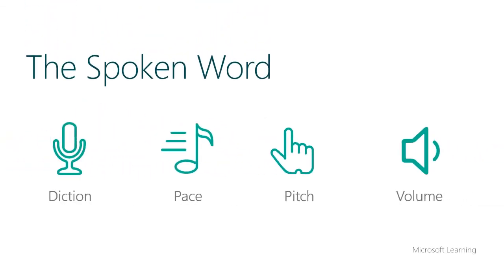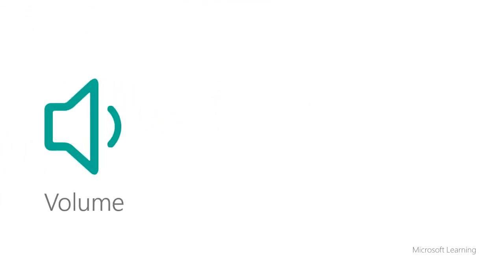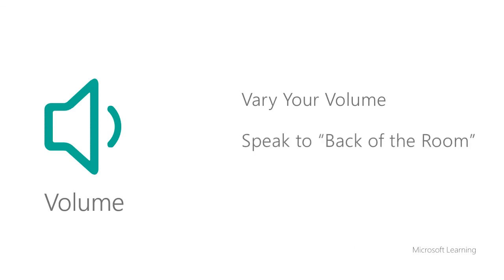And the last aspect of the spoken word to watch out for is your volume when presenting. And just like pace and pitch, this too, in general, you will want to vary over the course of your presentation, but only to a slight degree. You still want to be heard, so don't go so quiet in places that you won't be. And you may have heard this phrase, speak or present to the back of the room. This is what that phrase is really talking about, the volume of your voice.